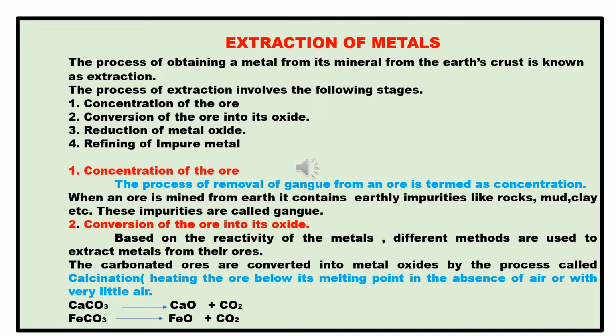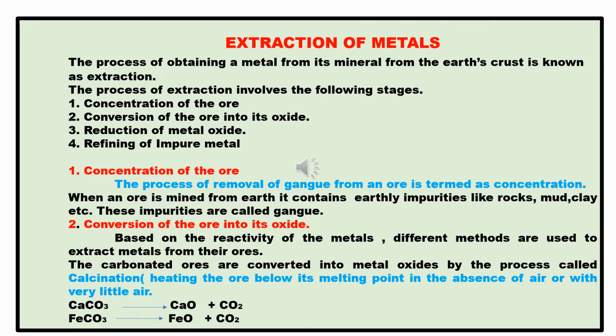And the second step, the conversion of an ore into its oxide, we have to depend on different methods. The carbonated ores are converted into metal oxides by the process called calcination. So, if an ore contains carbonate, such ores are called carbonated ores. The metal is combined with the carbonate. You know, carbonate means CO3. So that is called carbonated ores.